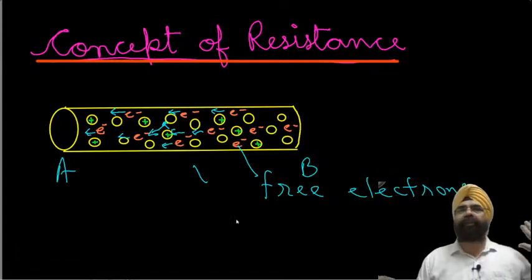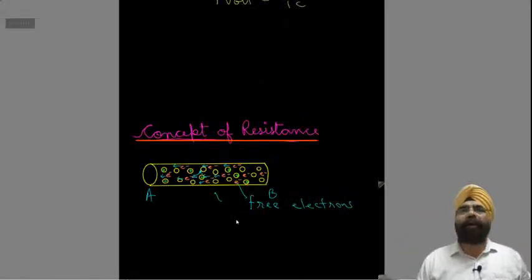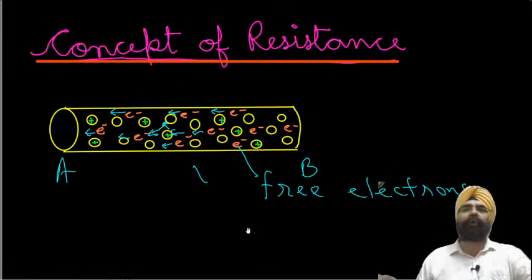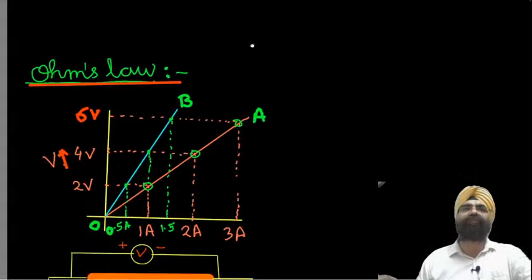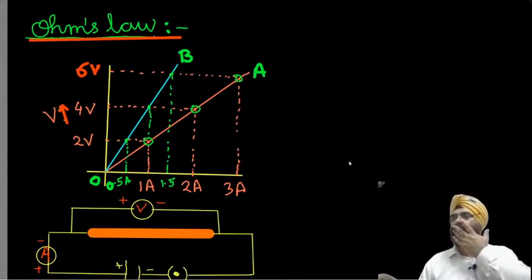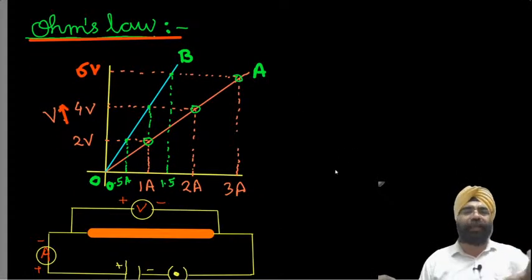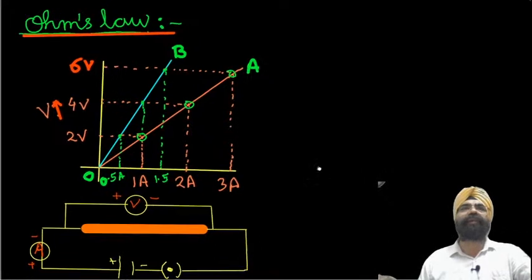Okay, everybody understood the concept of resistance, why a conductor imposes resistance to the flow of electrons. Everybody understood? To the flow of current. Everybody understood? Yes, no, give me a quick yes so that I can start with Ohm's law.